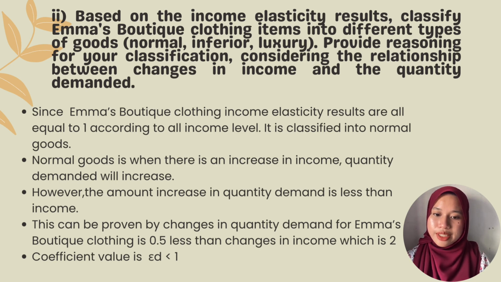A normal good is when there is an increase in income, quantity demanded will also increase. However, the amount of increase in quantity demanded is less than the increase in income. This can be proven by the calculation that we made earlier. The change in quantity demanded for Emma's boutique clothing is 0.5, which is less than the change in income, which is 2, which means the coefficient value is no more than 1.